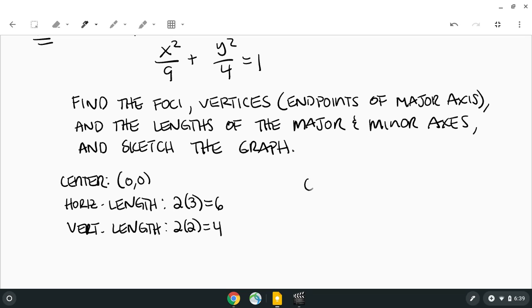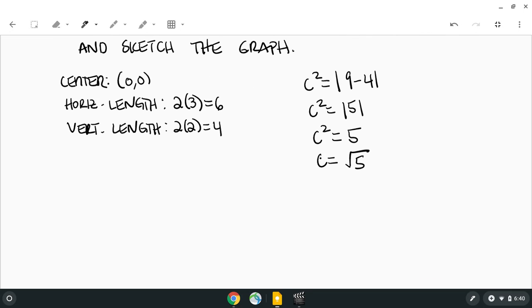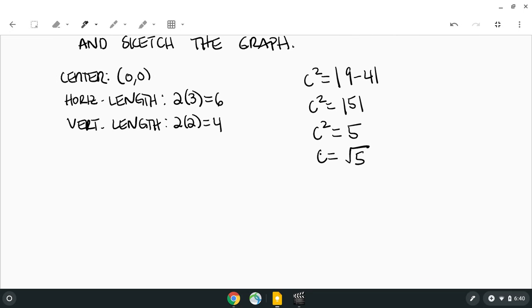And then my c value, I'll need to find that. You just basically take the larger denominator minus the smaller one. If you do that, you don't have to worry about the absolute value. So 9 minus 4. So c squared equals 5. So c equals square root of 5. So that's pretty much everything that we need.